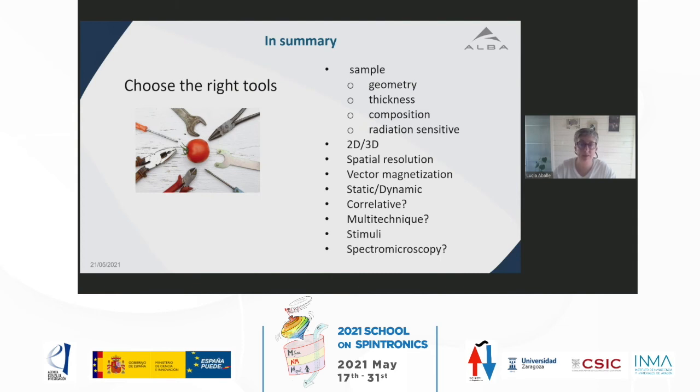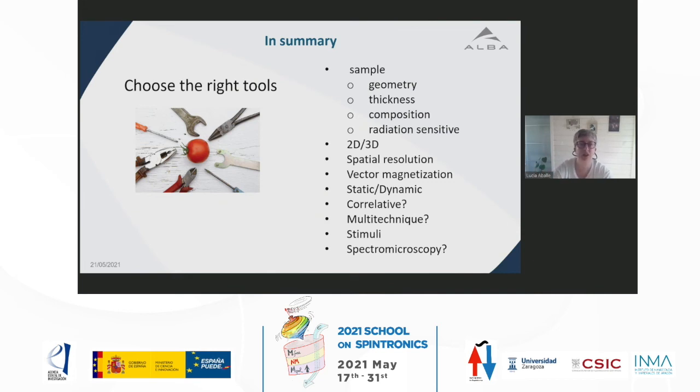Meaning, is it a layer or is it a thick sample? What kind of spatial resolution do I need? Do I need the full vector magnetization? Do I need to rotate, or do I need just one component to understand my problem? What kind of timescales do I need? Do I want to look at the magnetic landscape as it is, static, or do I need to apply different fields or other impulses? Do I need to correlate these results with other imaging techniques or with other non-imaging techniques? Do I need to do spectroscopy or only microscopy?